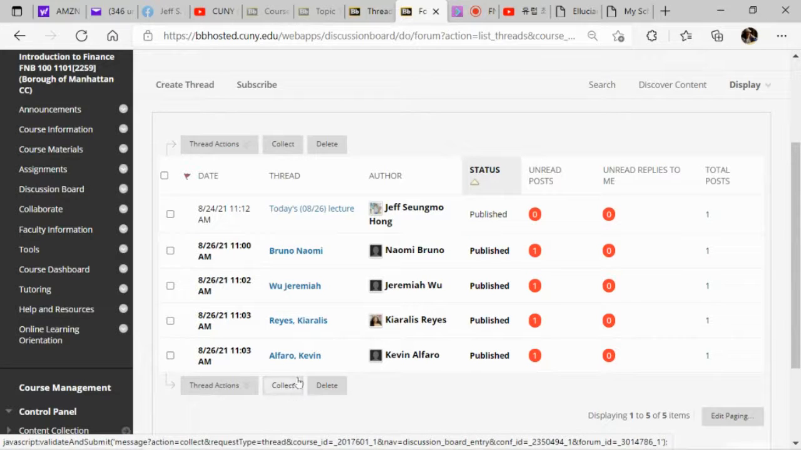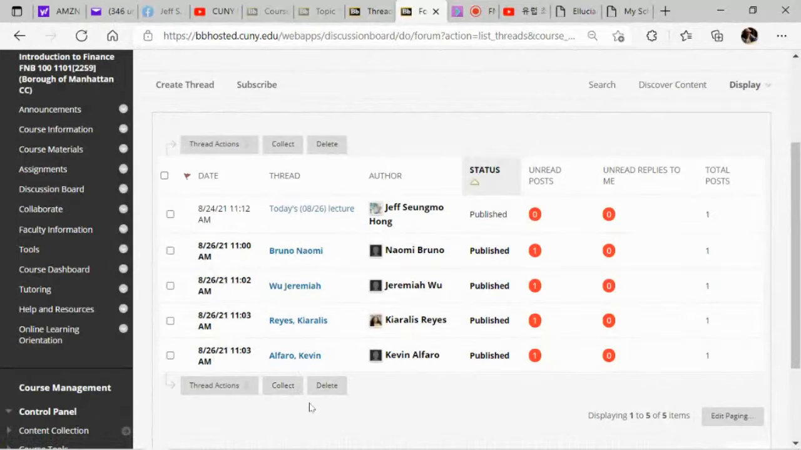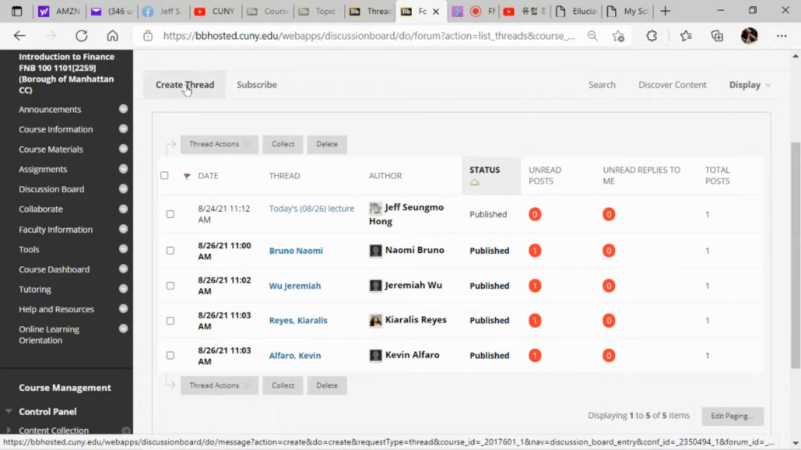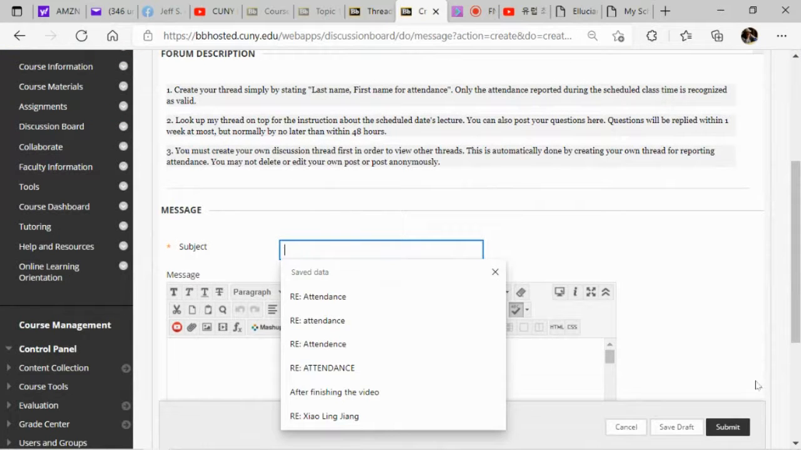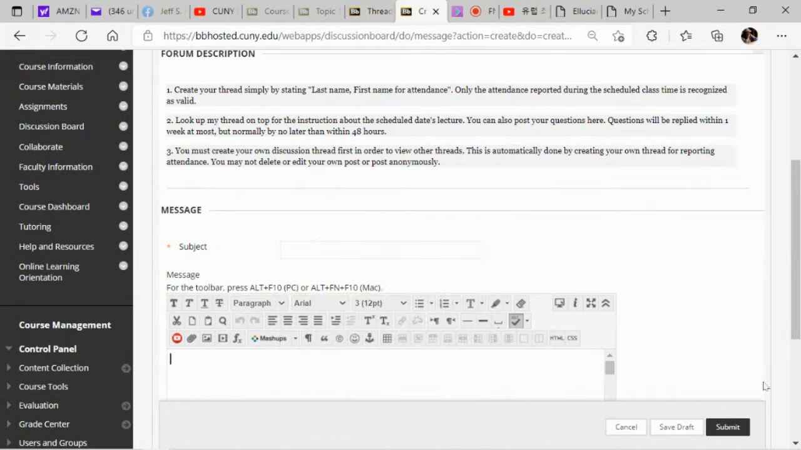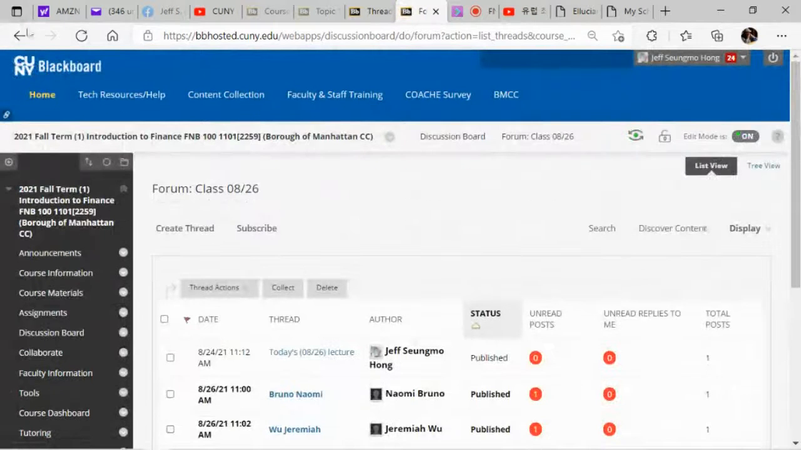This way, I know who has attended today. This is a physical proof, just like the sign-in sheet. You have to have the physical proof of your deeds, right? And this is also a digital footprint. You do it simply by clicking on create thread, and you put your last name, comma, first name there. That's it. You don't even have to type in anything else, just submit.